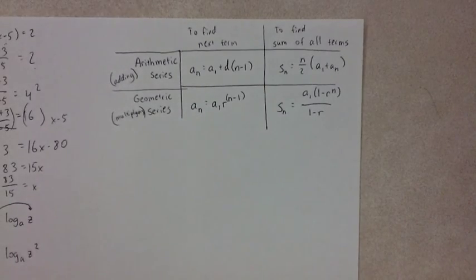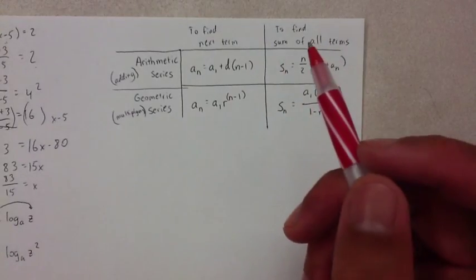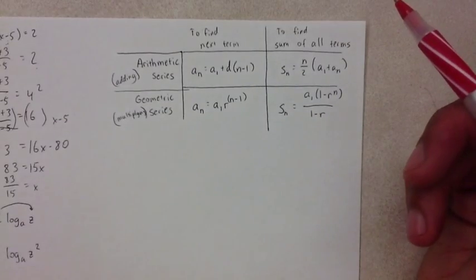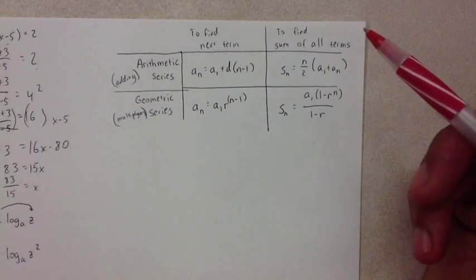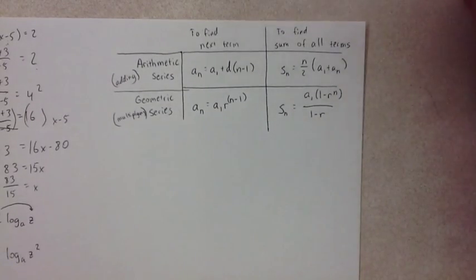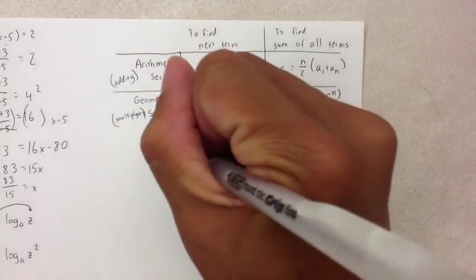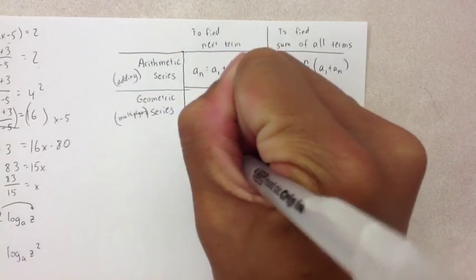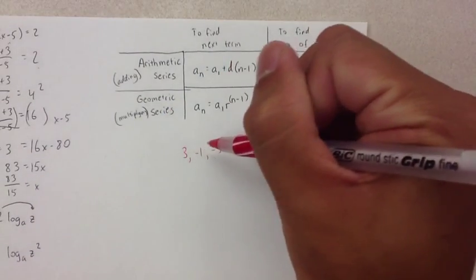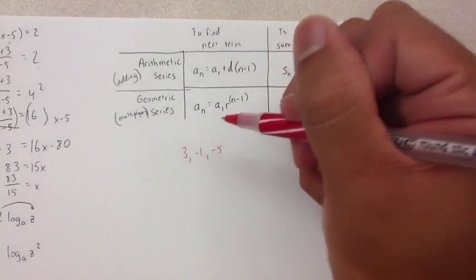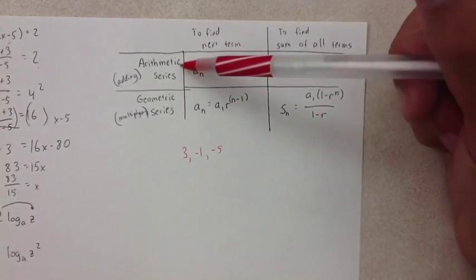Chapter 11 deals with series, both arithmetic and geometric series, and you really just need to know 4 equations for all of these to work out. If you have an arithmetic one, that's where a series like 3, -1, -5, where you're adding something to get to the next term, in this case a -4, that's where you find the arithmetic ones.